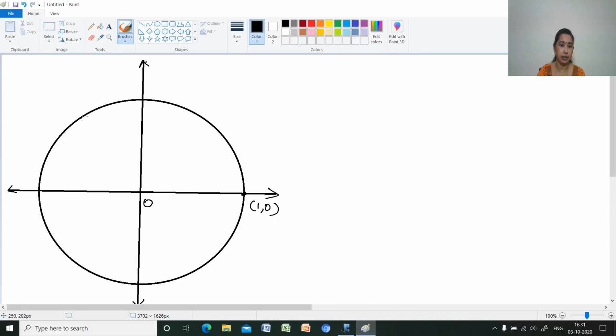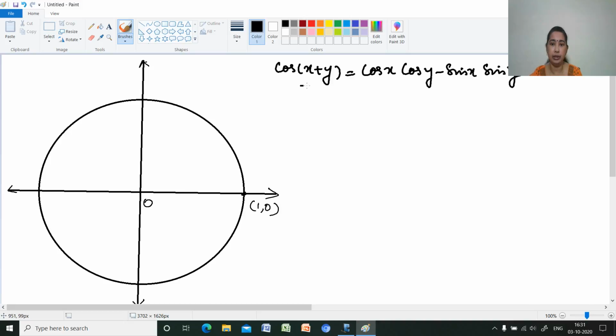For that, I'm going to derive cos of x plus y is equal to cos x into cos y minus sin x into sin y. This result we are going to derive. For that, I am considering here a unit circle. Unit circle means the radius of the circle is 1. So this point, it is 1, 0.